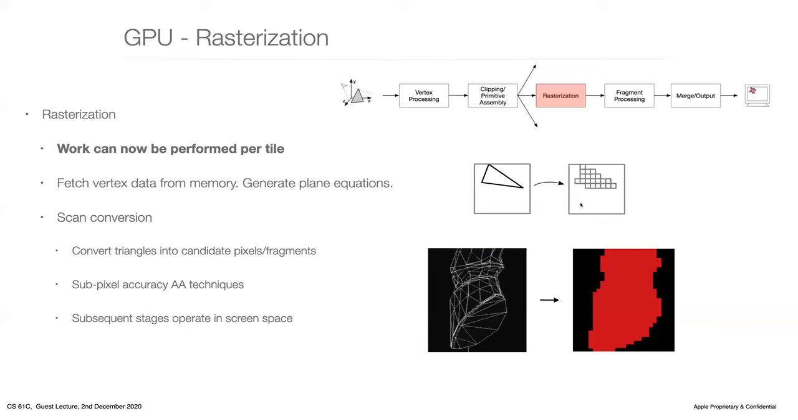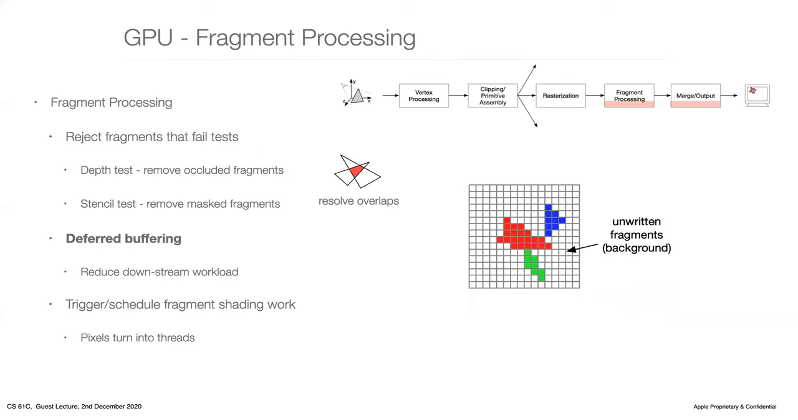So once I've got my pixels figured out, now I need to figure out, well, how am I going to color them? And that's a step called fragment processing.